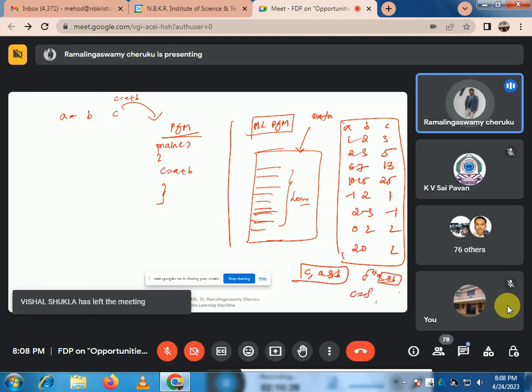What could be the relation? Some functionality of A comma B. That is what I want to try to find out. C is a dependent variable on A and B. I don't know what the functionality is, but how do I have to do it? I have to read this data and say what the relation is, what the functionality of this is.